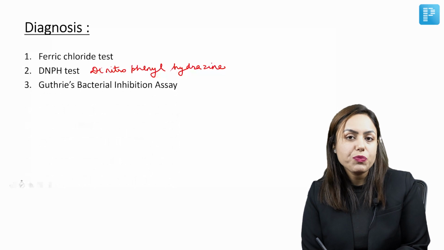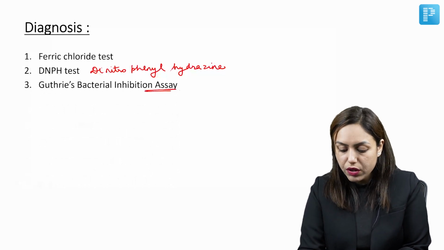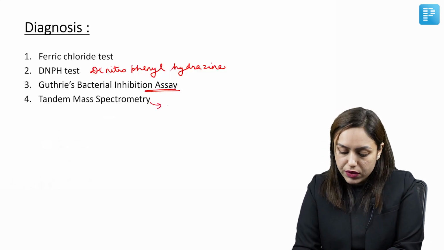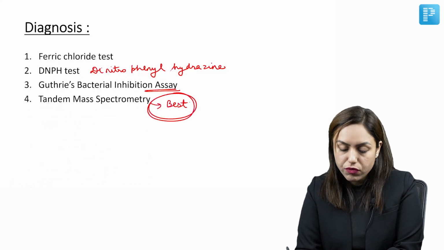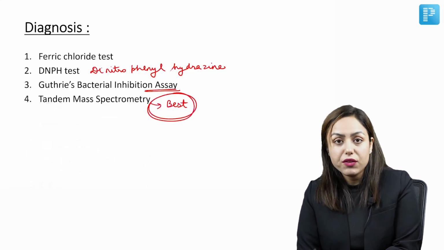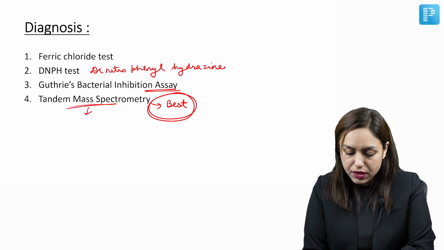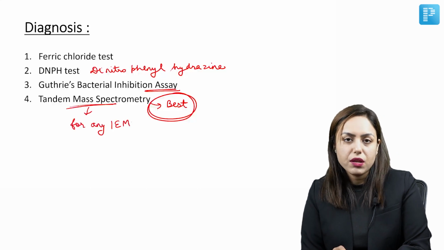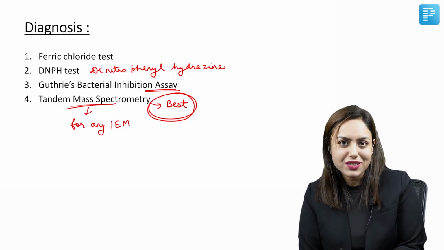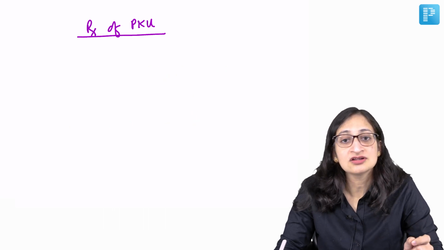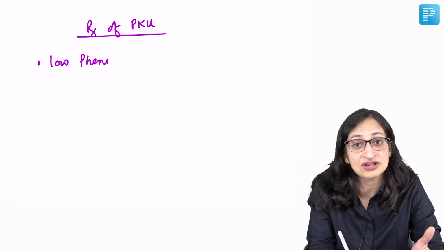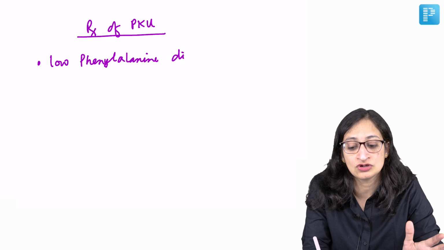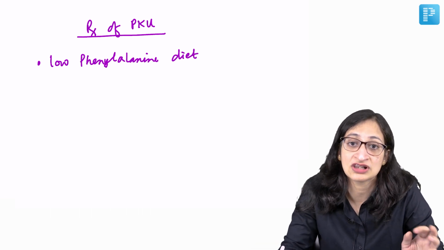Then Guthrie's bacterial inhibition assay, which was earlier used but now it is not used. Then tandem mass spectrometry, which is the best investigation for the confirmatory diagnosis. And in fact, mass spectrometry is the best investigation for any inborn error of metabolism. MS or mass spectrometry is the best, right? So the treatment of phenylketonuria, we already mentioned that what you have to give is a low phenylalanine diet. Phenylalanine should not be stopped completely from the diet, but we have to give a low phenylalanine diet, and that has to be followed lifelong.